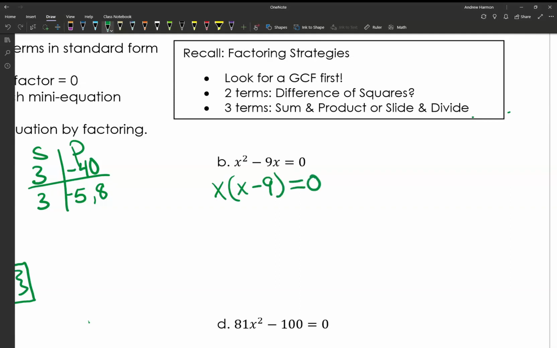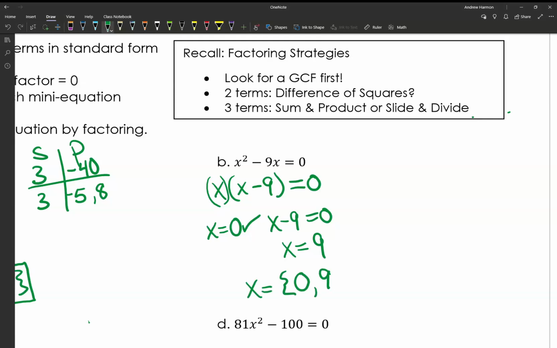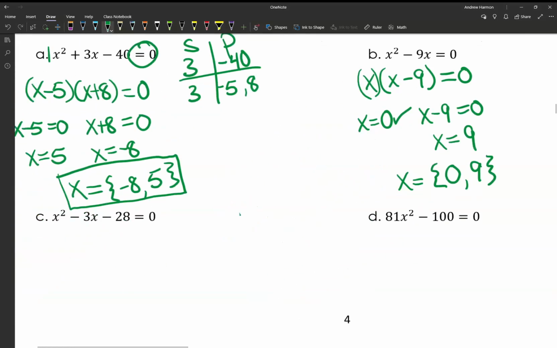From here, notice how we don't have any x squareds. We just have two things being multiplied by each other, this x and the x minus 9. So we set both of those things equal to 0. x equals 0, x minus 9 equals 0. Well, this one's already solved, and this one we just have to add 9, so we get x is equal to 9. So we get the two solutions of x is equal to 0 or 9. And that's it for that one. Let's look at letter C.